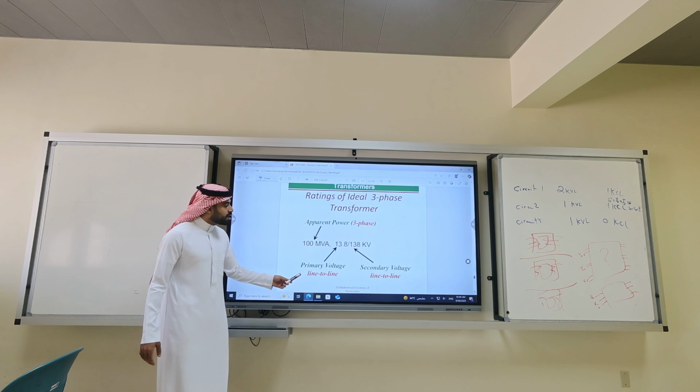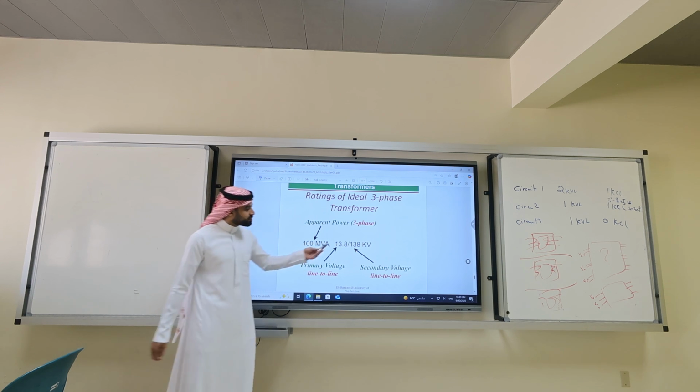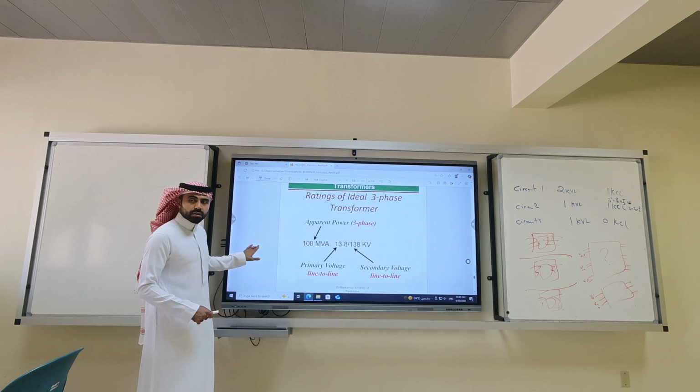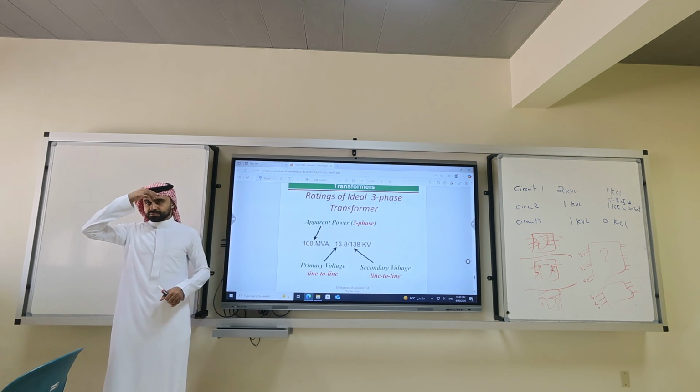What does it mean? It means this voltage is not VA, this is VA minus VB or VAB. This is for primary, this is for the secondary. How do you know if this is 3 phase or 1 phase? He will tell you on the power.